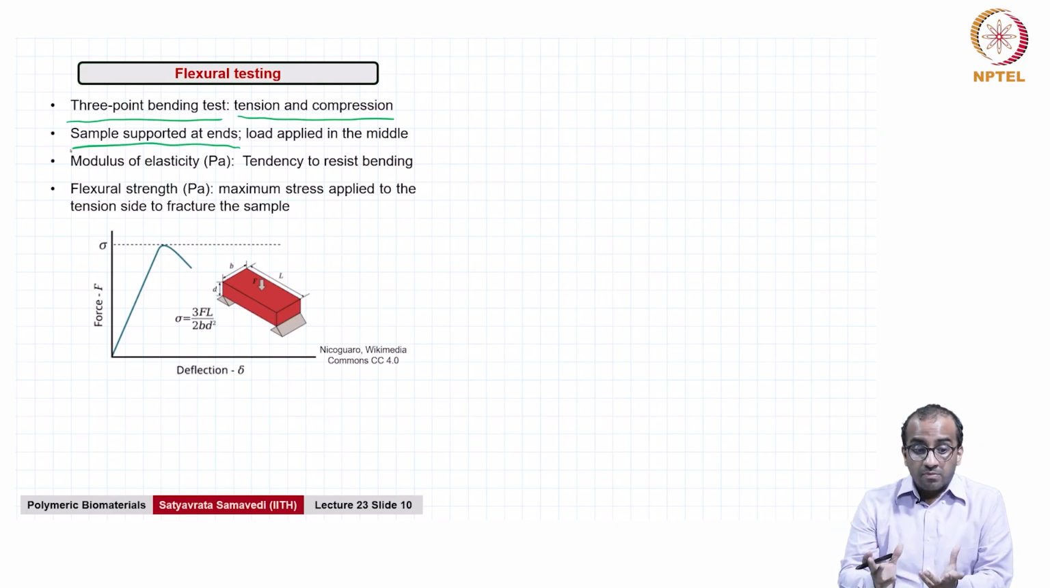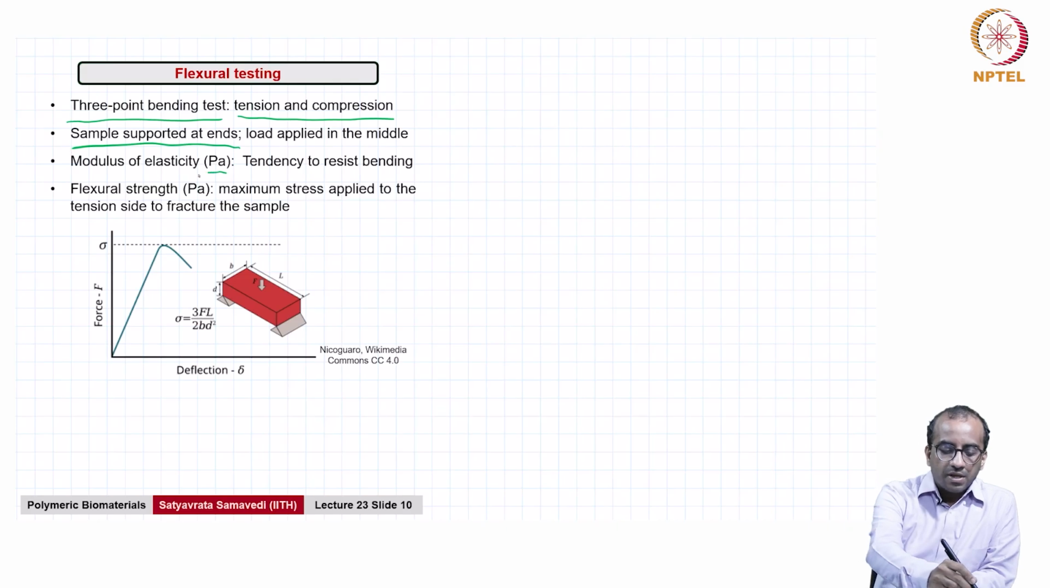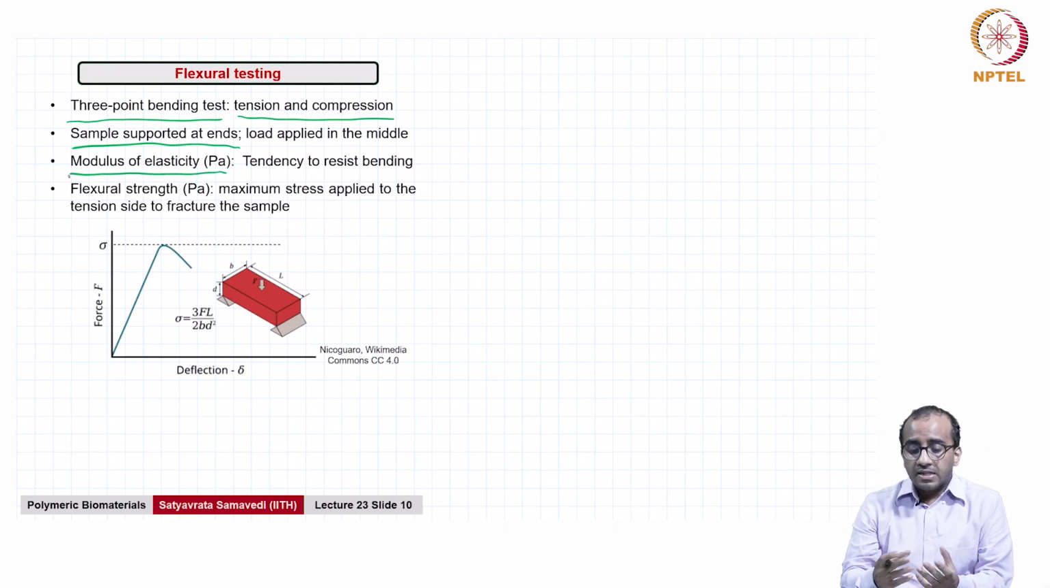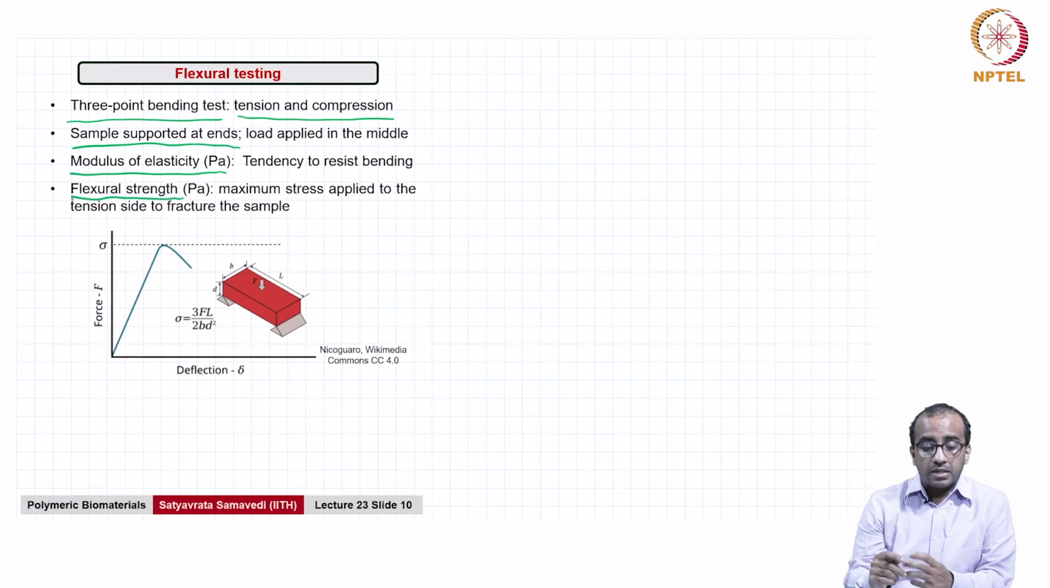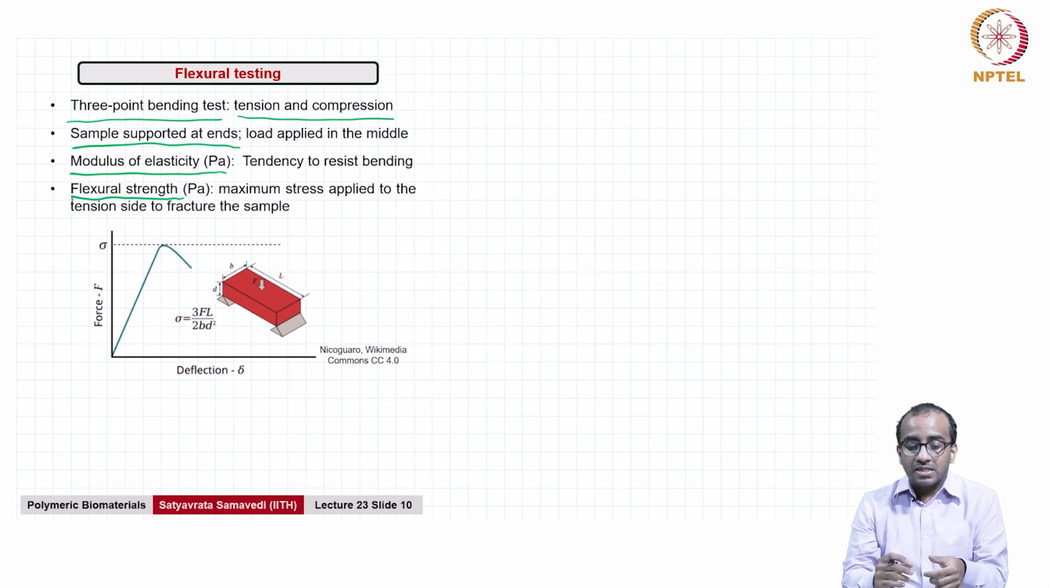You can now determine a modulus of elasticity, which is simply the tendency to resist bending. You can also define a flexural strength. Again, what's important here is to note that although the mode of testing is quite different, we are still borrowing ideas that we have seen earlier in tensile testing in terms of modulus, in terms of strength, etc., except you are adding some minor caveats here saying that this is flexural strength.